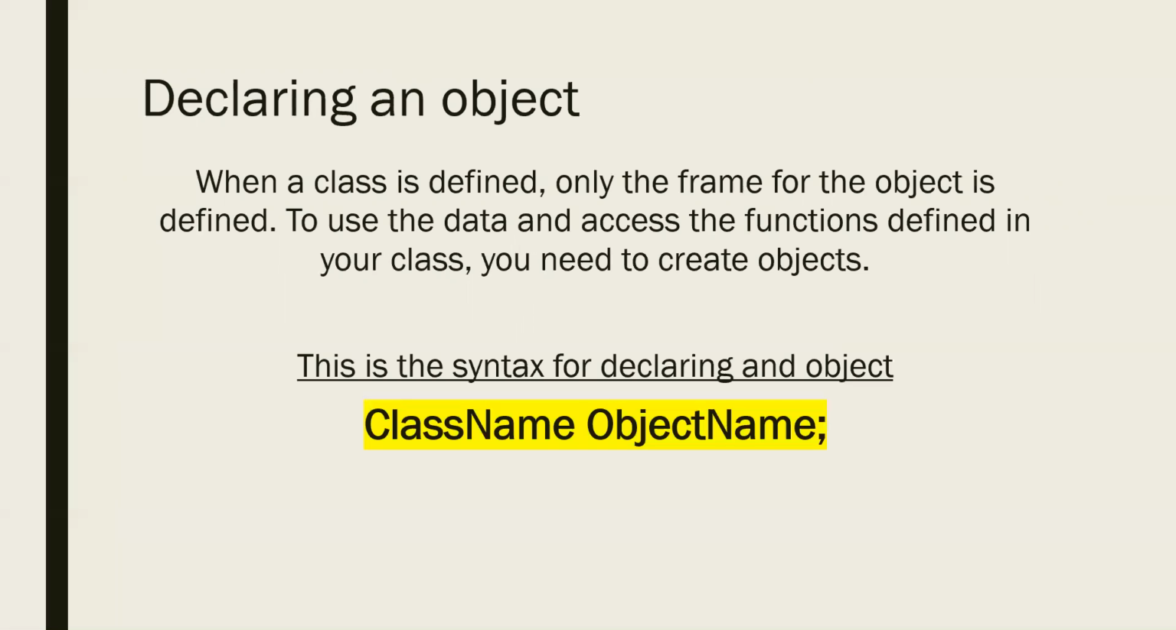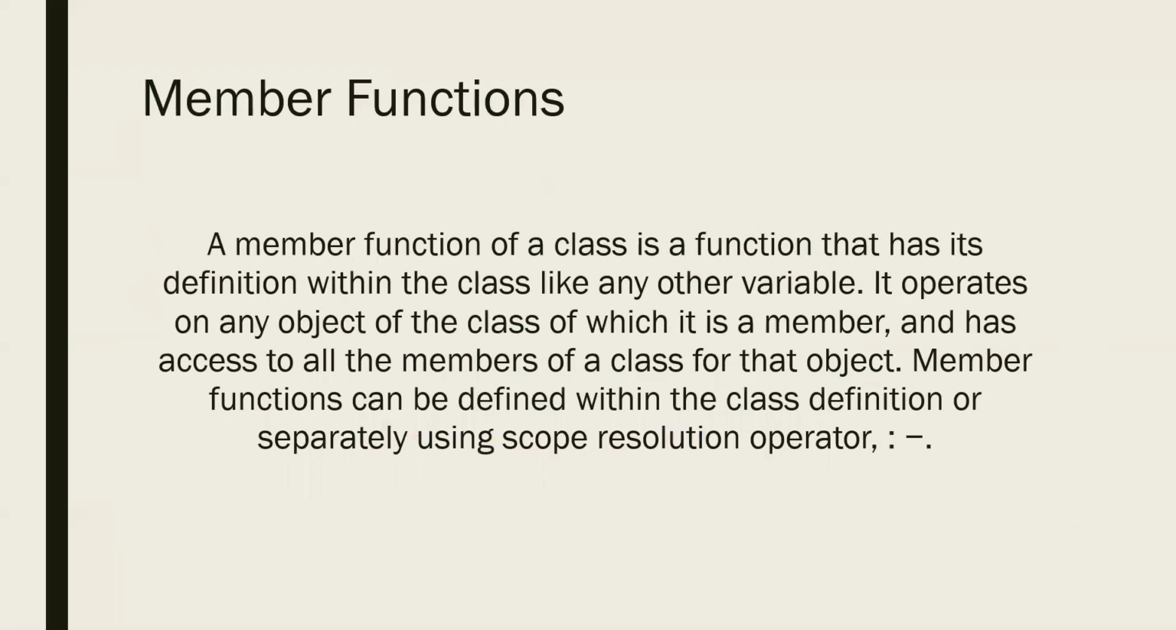Now, our member functions. A member function of a class is a function that has its definition within the class, like any other variable. It operates on any object of the class of which it is a member, and has access to all the members of a class for that object. Member functions can be defined within the class definition or separately using the scope resolution operator.